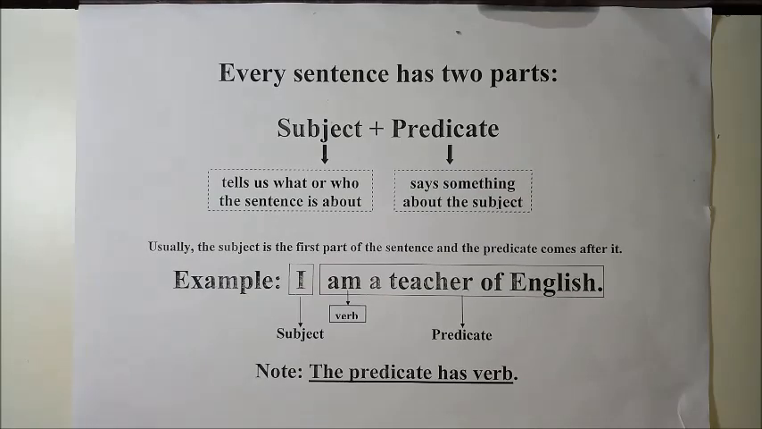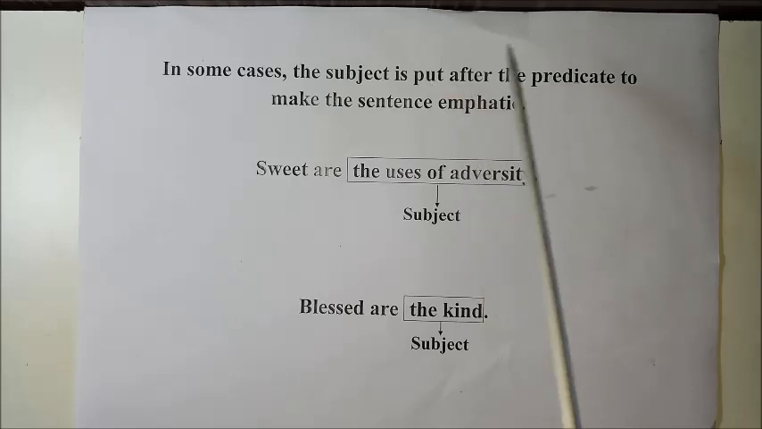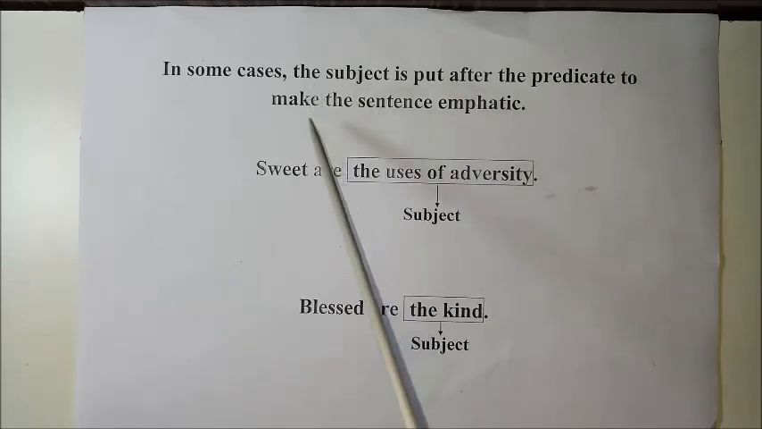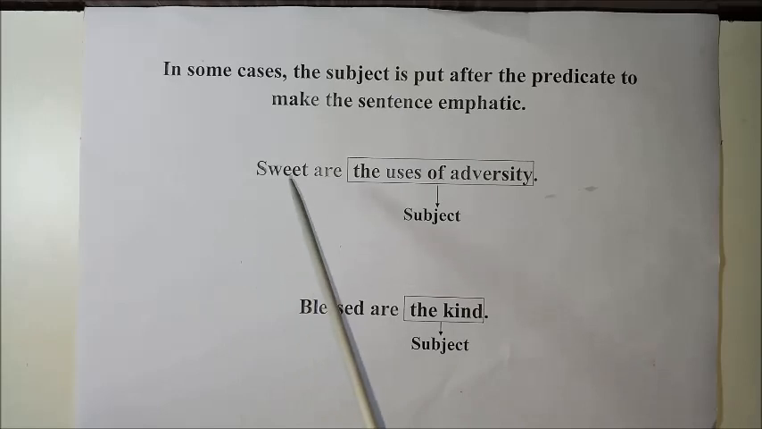In the beginning, I told you that the subject is the first part of the sentence and then comes the predicate. But it is not always the case. Sometimes the predicate may come before the subject. Let us now discuss this point. In some cases, the subject is put after the predicate to make the sentence emphatic. Now, what does it mean? Let's see the first example.